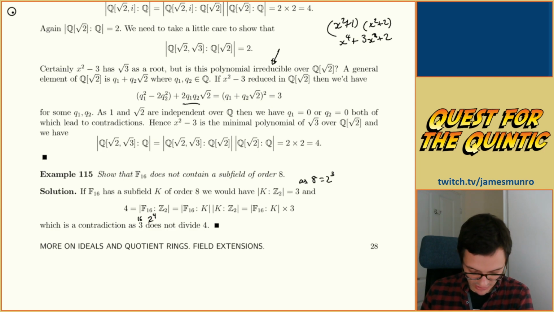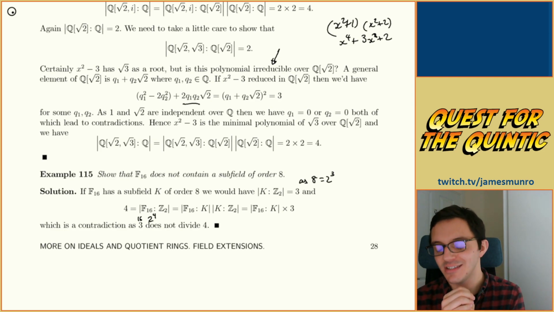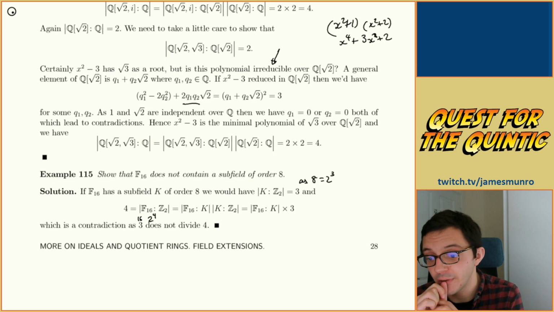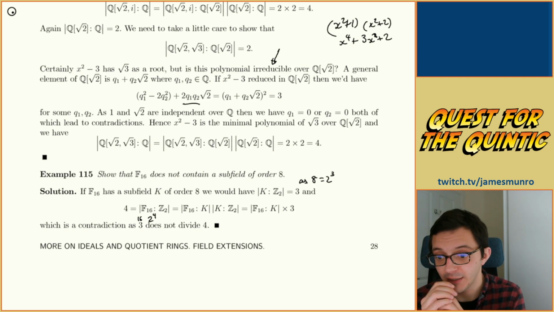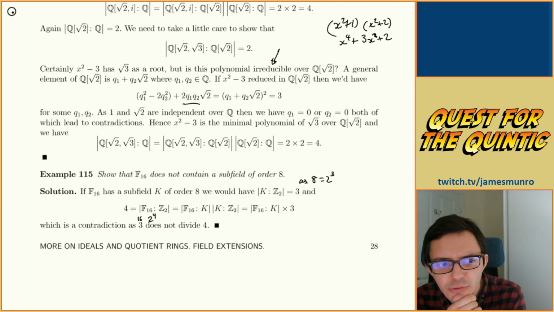So the trick is considering there to be a secret third field, K, which is supposed to be somewhere in between F16 and Z2. And that product does not work out to be a whole number. Cool. Okay, we've got some field extensions, we've got some numbers, we've got a thing that does not happen. We've got some ingredients that make me start to think about quintics. It's pretty good for a Monday morning.